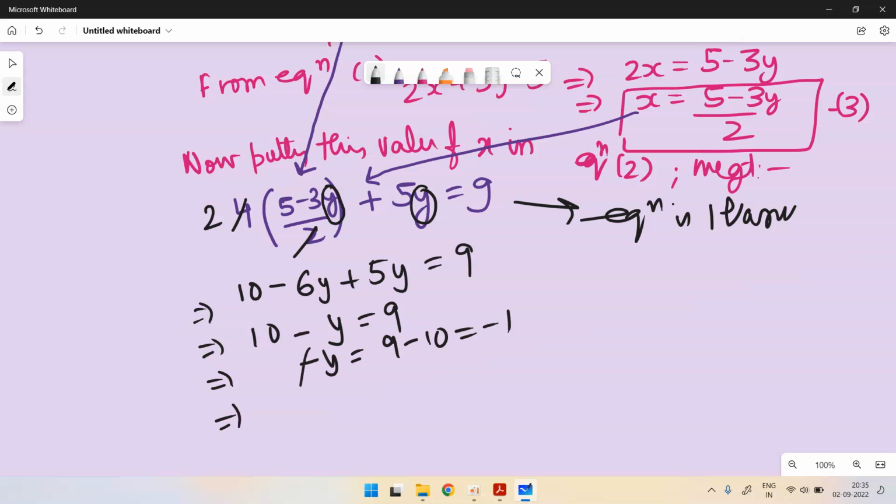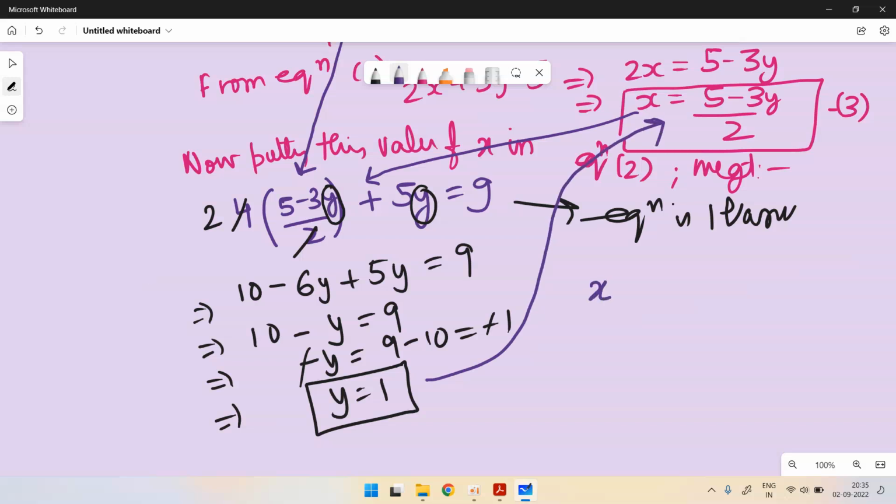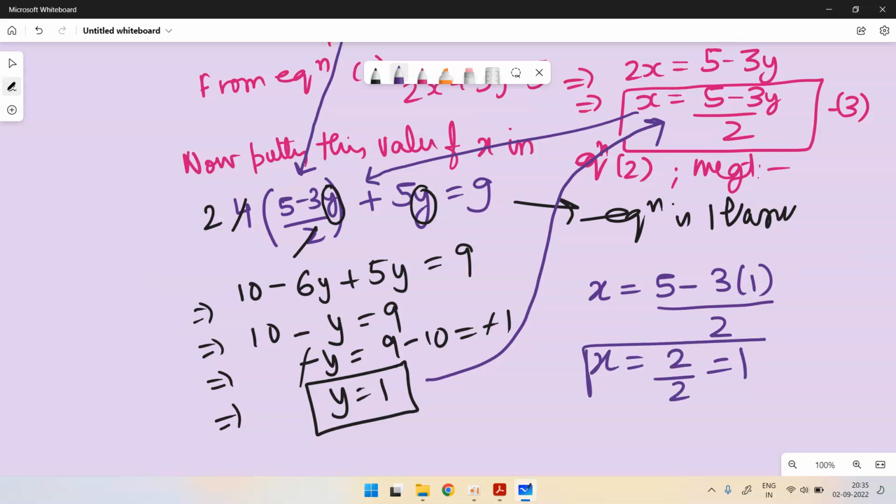Now if you cancel the minus signs, this implies that y equal to 1, so the value of y you get is 1. Now you need to substitute this value of y in here, in x. So from here you get that the value of x is (5 minus 3 into 1) by 2, nothing but 5 minus 3 is 2, by 2. 2 divided by 2 is nothing but 1. So the solution for this pair of equations will be x comma y equal to 1 comma 1.